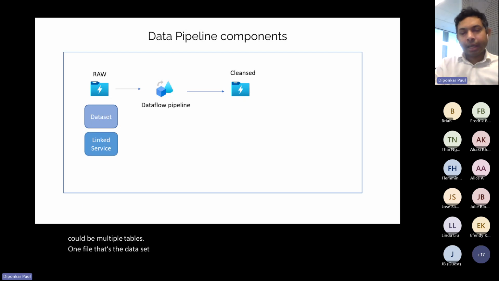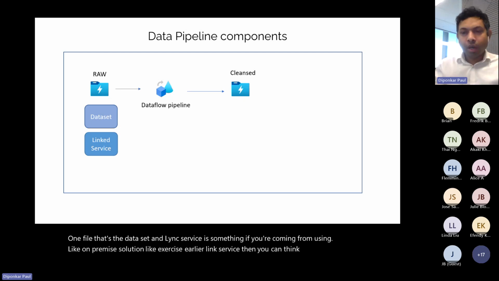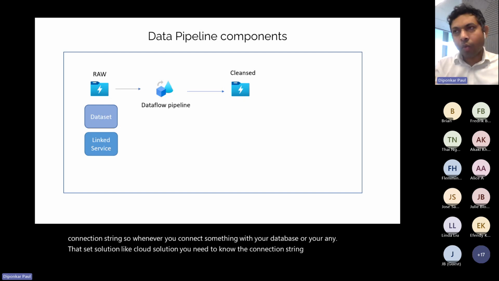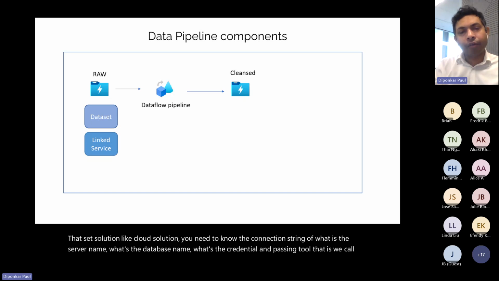And linked service is something, if you're coming from using an on-premise solution like SSIS earlier, you can think about as the connection string. Whenever you connect something with your database or any SaaS solution, like a cloud solution, you need to know the connection string: what is the server name, what's the database name, what's the credential I'm passing. That is what we call here a linked service.